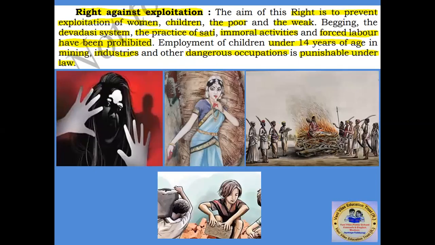Next, we'll talk about right against exploitation. The aim of this right is to prevent exploitation of women, exploitation of children, and the poor and the weak. Commonly, the word exploitation comes with the poor. If you are poor, if you are weak, there will be exploitation. If you are strong enough, there will not be exploitation.